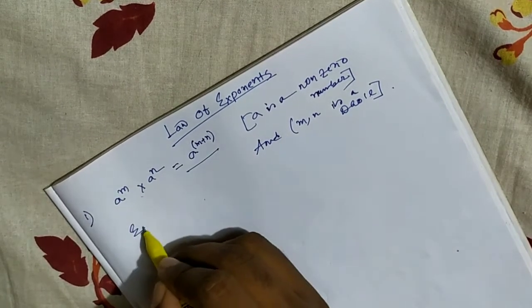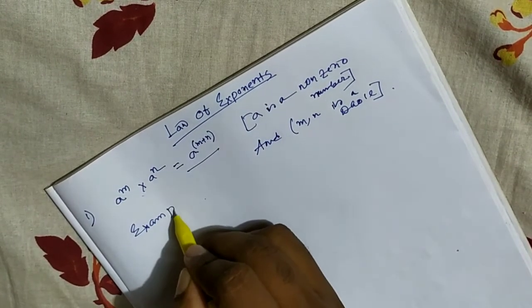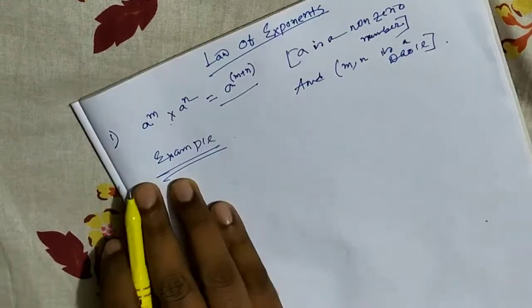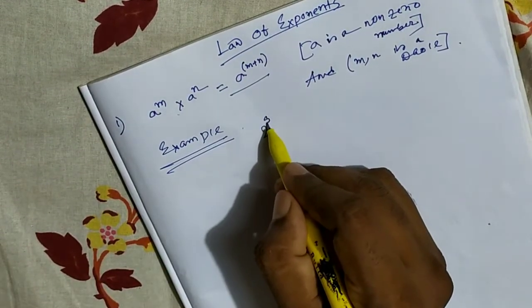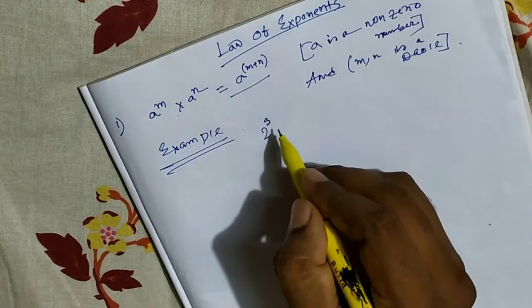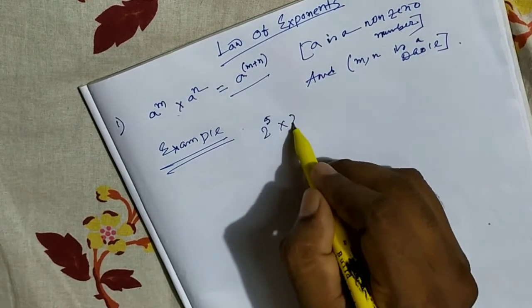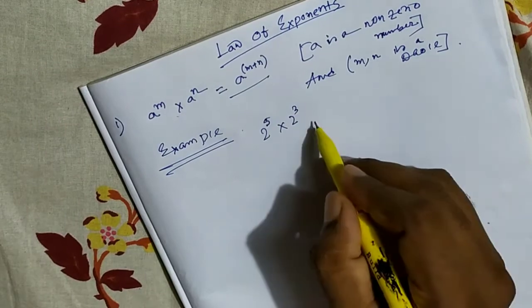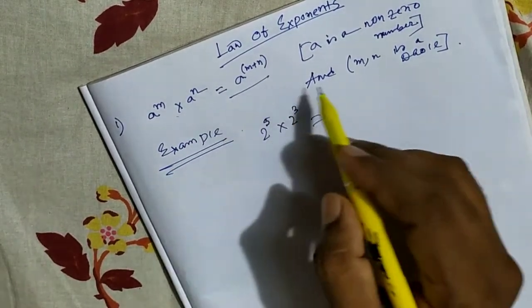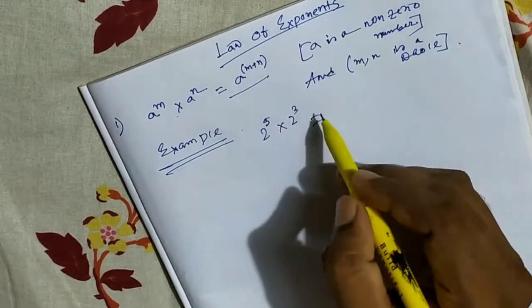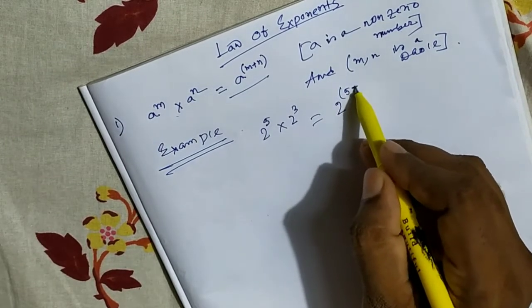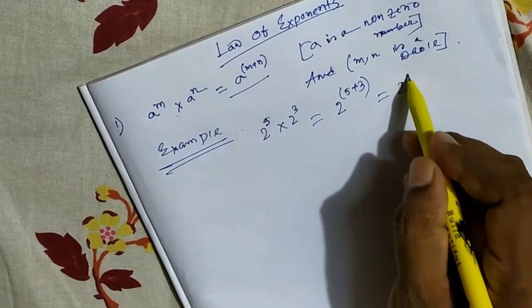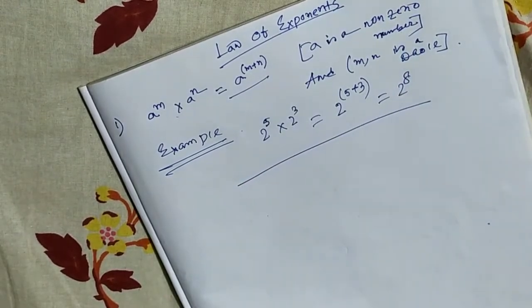For an example, 2 to the power 5 into 2 to the power 3. As per law of exponent number 1, we write 2 to the power 5 plus 3. Therefore, 2 to the power 8. This is the answer.